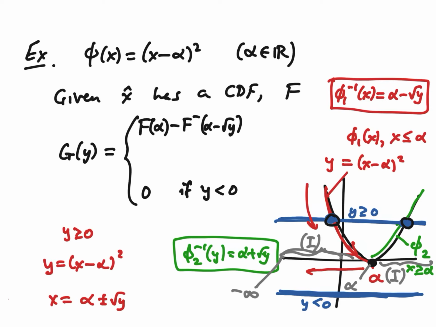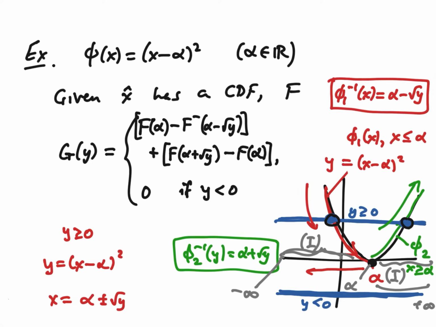Then we have another term corresponding to the other interval. The other interval goes from alpha to plus infinity. But that's an increasing piece. So the correct form for that would be f of the local inverse, which is alpha plus radical y, minus f of the left endpoint. And that's going to be the formula in the case, again, where y is greater than or equal to 0.